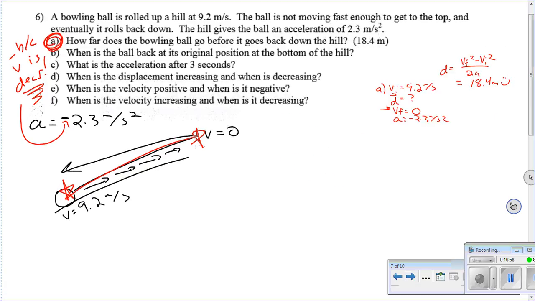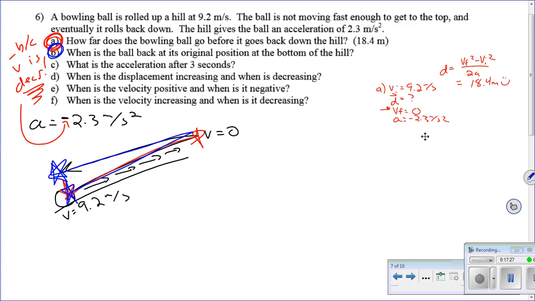All right, so I sort of moved A up out of the way. Question B says, when is the ball back to its original position at the bottom of the hill? So question B wants to know, how long does it take to go from the point where he rolled it up the hill and then come back down to its final position? The big thing to remember here, there's a couple of ways of doing it. One way is to just find the time, the red time, using the information we found in A, and then double it, which totally works.